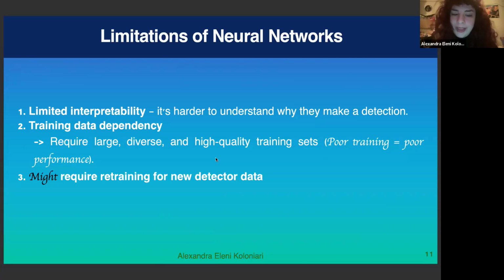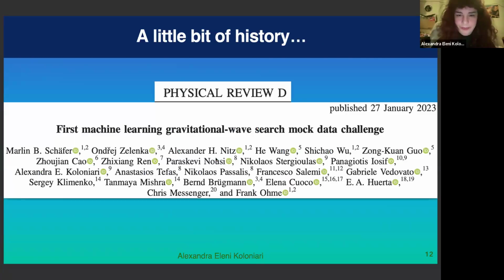And additionally, they might, but not necessarily, require retraining for new detector data. If you have a neural network that isn't that adjustable and doesn't have very good generalization capability, it might have problems with different observing periods because different observing periods have different glitches, different noise levels, etc. However, we will see that it's not necessary.